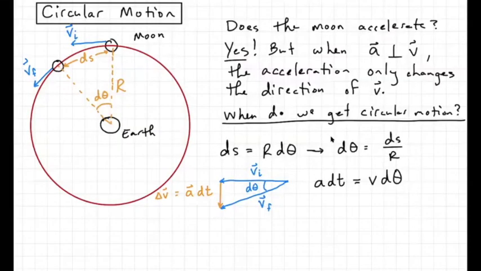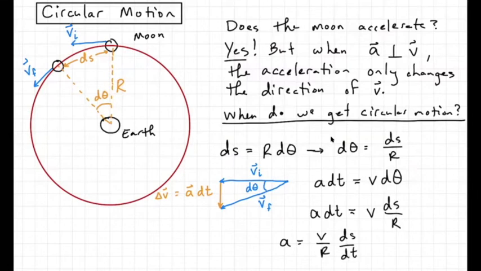And then I'm going to take that and plug it into my second equation down here. And I'll get something that looks kind of like gobbledygook, but it'll go somewhere. So then a dt is equal to v ds over r. All right, so let me move some stuff around. So a is v over r ds dt.